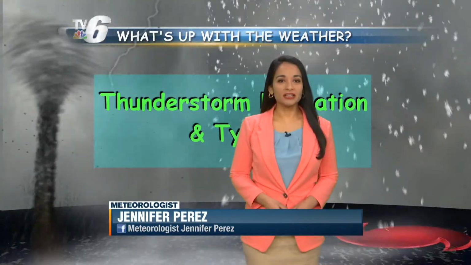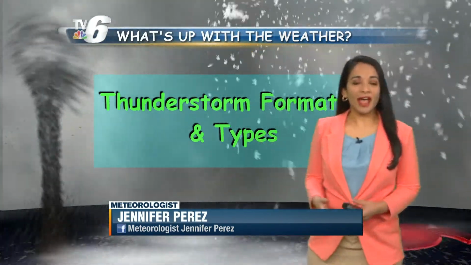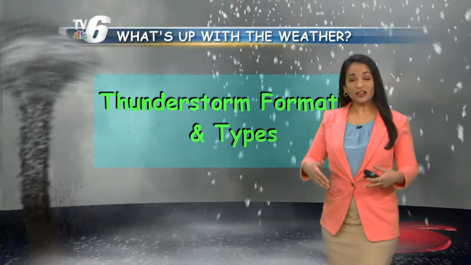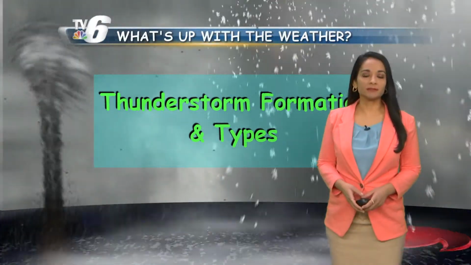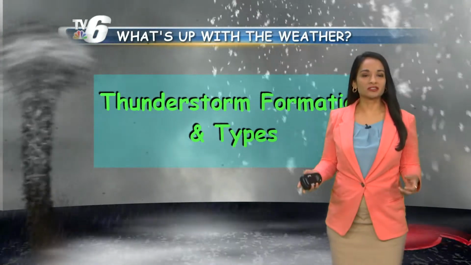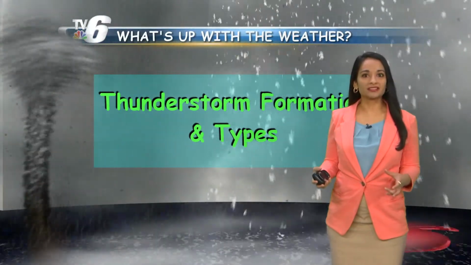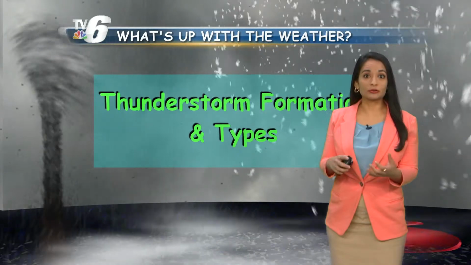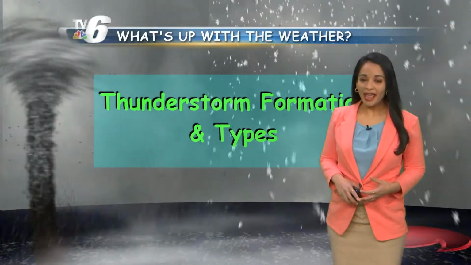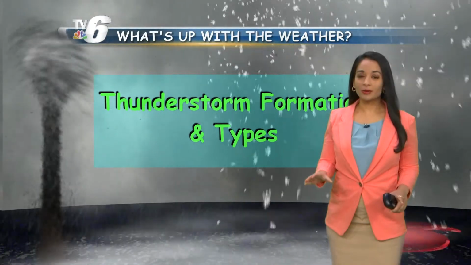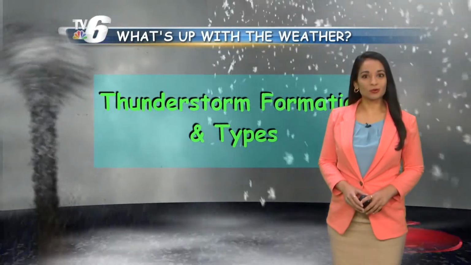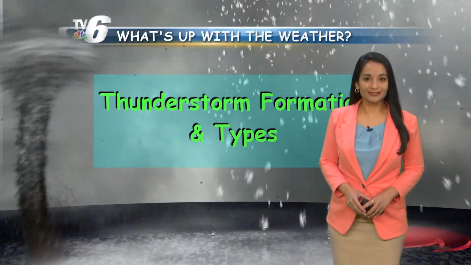Today we are talking about thunderstorms, how they form, and the different types of thunderstorms that we could potentially see. Now, a thunderstorm is essentially a rain shower that's become strong enough to produce thunder and lightning. And did you know that on average every year there are about 60 million thunderstorms that happen across the globe?